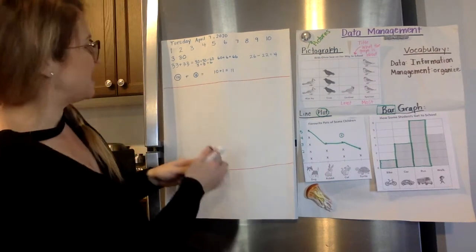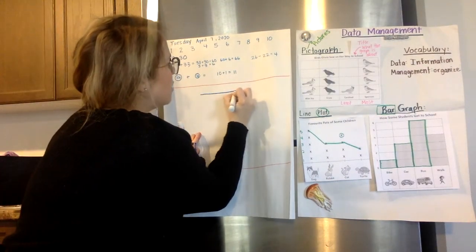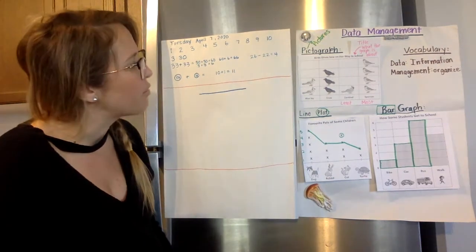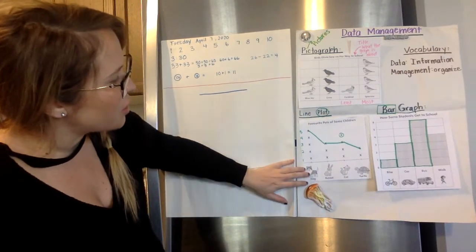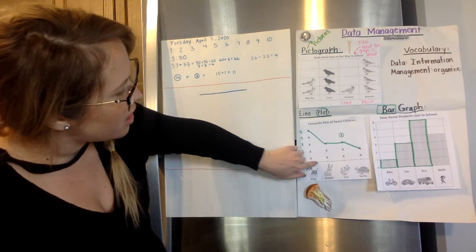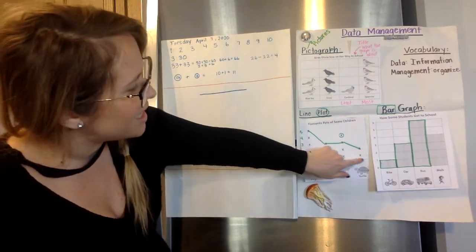So my line plot needs a title. I'm going to start by drawing a line here so that I don't forget to write my title at the top of my line plot graph. The next piece on the line plot graph, you'll notice, is there is a line here and a line here. We call that the y-axis and the x-axis.